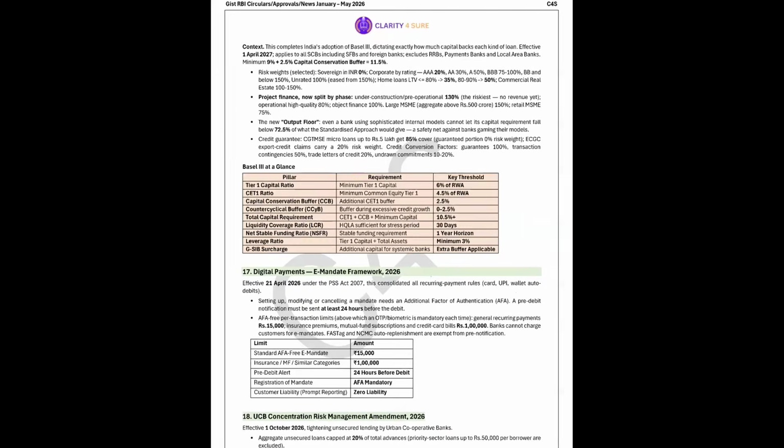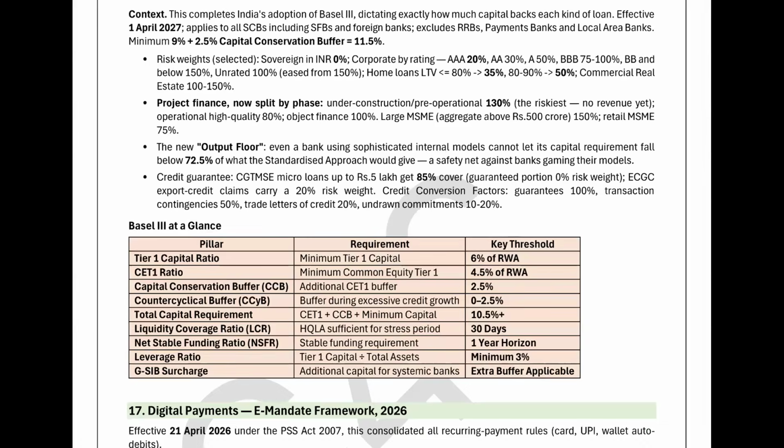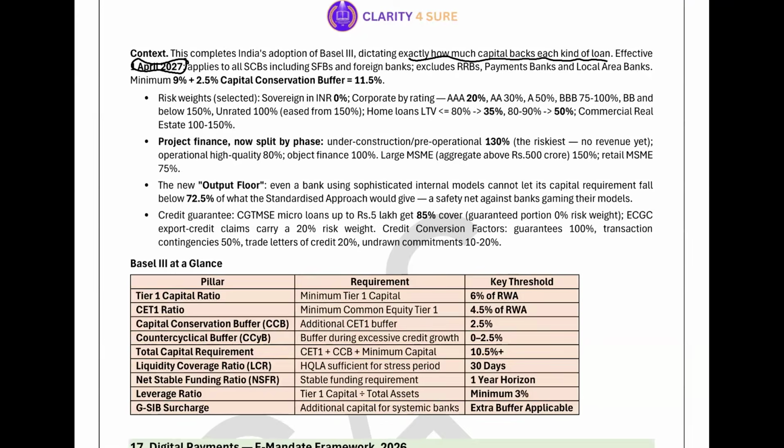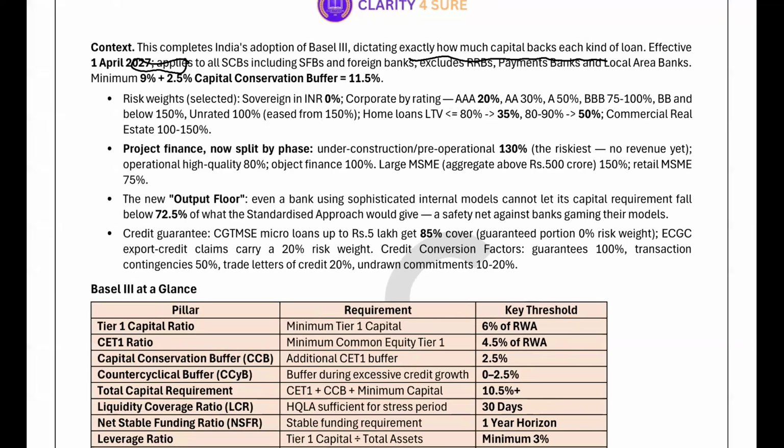Right. So what is the context telling? Please have a look. The context is telling that this completes India's adaptation of Basel III, dictating exactly how much capital backs each kind of loan. Effective from 1st April 2027, what does it apply to? It applies to all scheduled commercial banks, including small finance banks and foreign banks, which excludes regional rural banks, payment banks and local area banks.